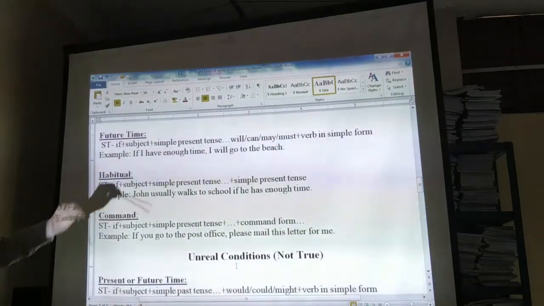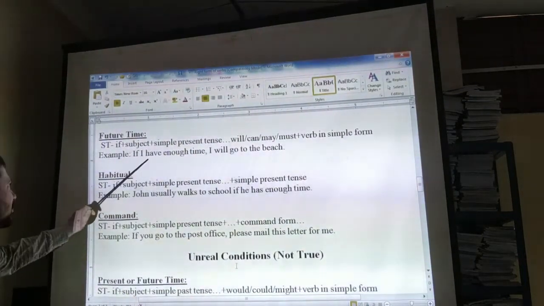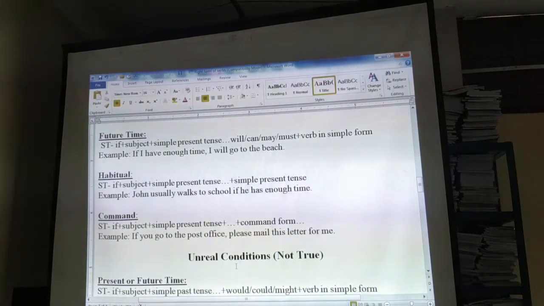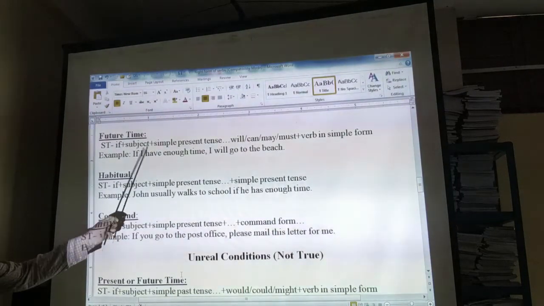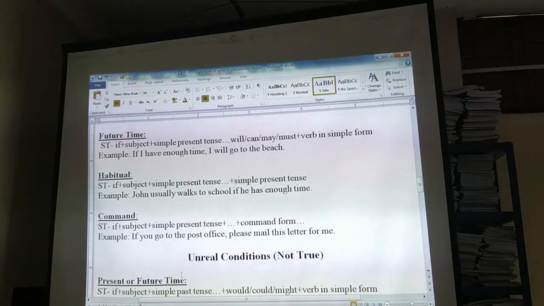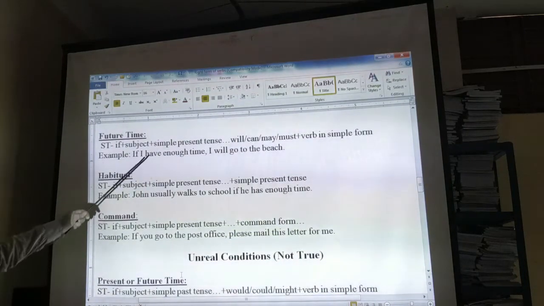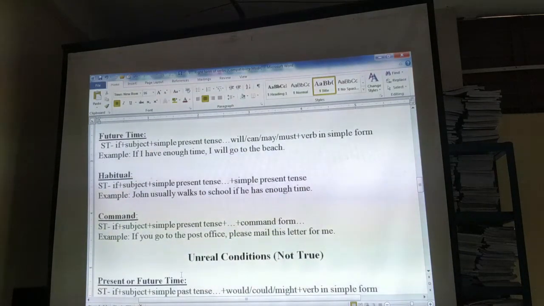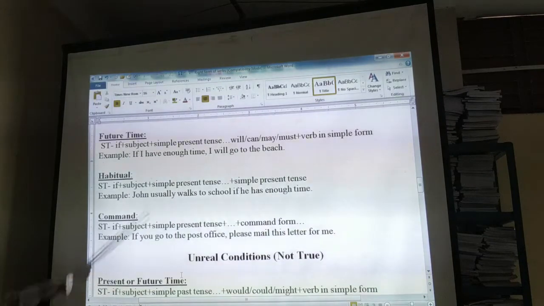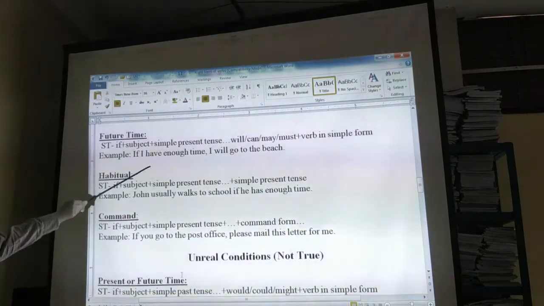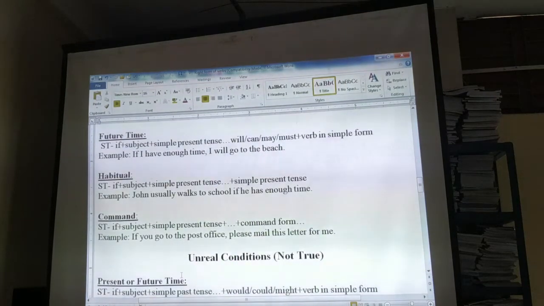This is a main verb here, have. This is not an auxiliary. If we had used have as an auxiliary, we would have given a verb after this one, and it would be: if I had had. See, this is a main verb, not an auxiliary.